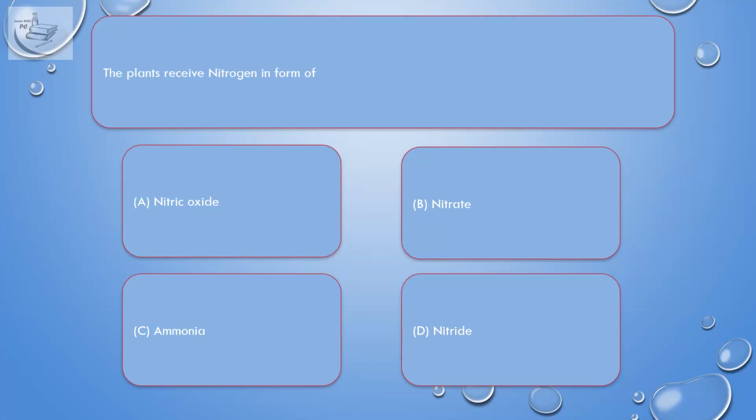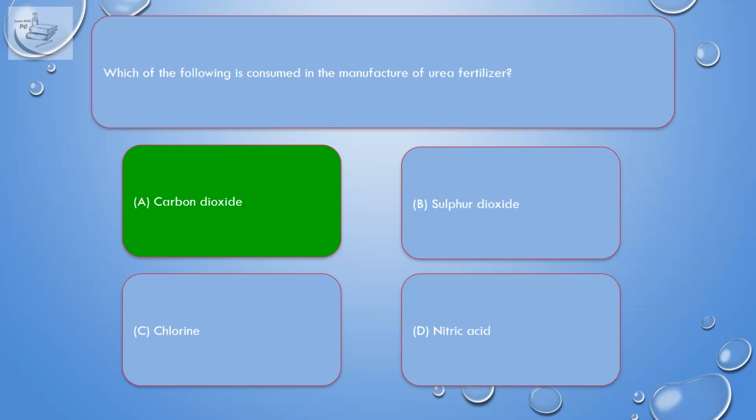Question: the plants receive nitrogen in form of A. Nitric oxide. B. Nitrate. C. Ammonia. D. Nitride. Correct answer is B. Nitrate. Question: which of the following is consumed in the manufacture of urea fertilizer? A. Carbon dioxide. B. Sulfur dioxide. C. Chlorine. D. Nitric acid. Correct answer is A. Carbon dioxide.